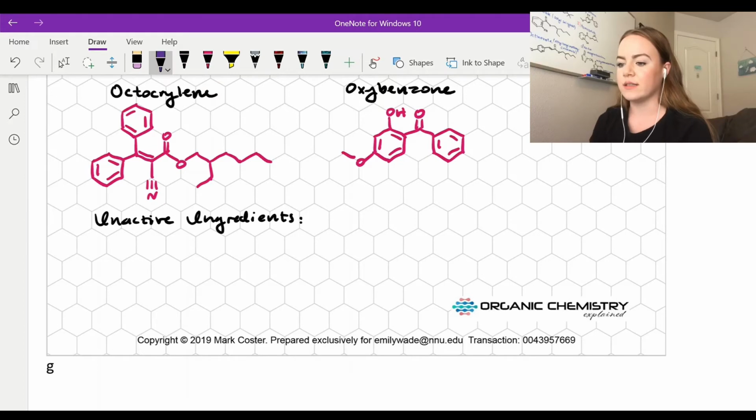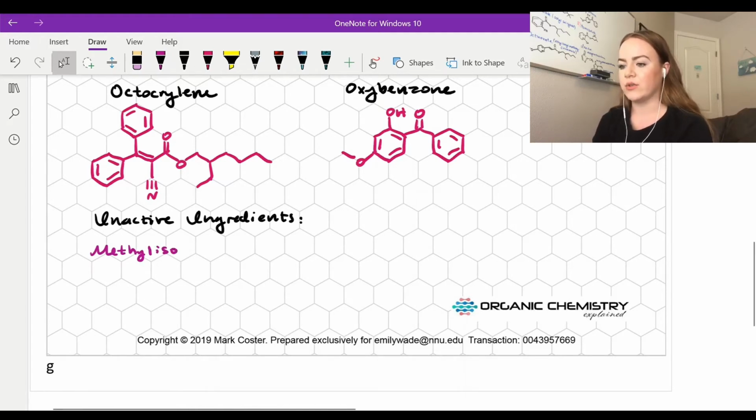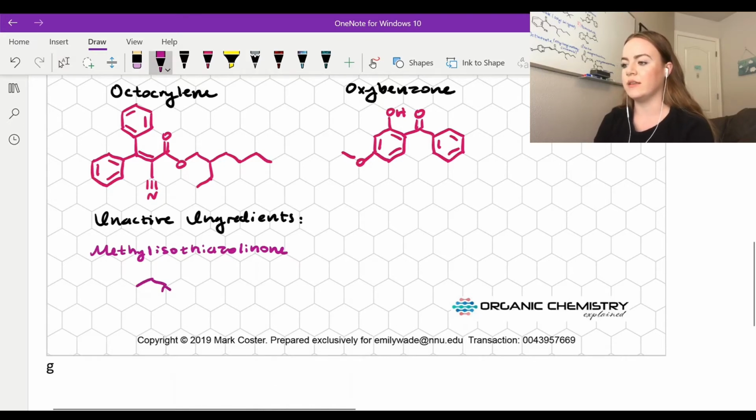The only difference is that the methylchloroisothiazolinone, or I'll call it MCIT, has a chlorine bonded to it, which you'll see in just a moment. So both of these molecules are used as chemical preservatives, meaning that these compounds are used to prevent any sort of growth within the formula.